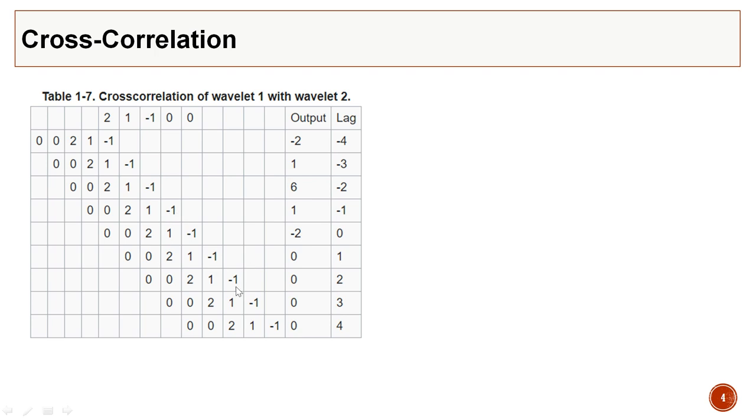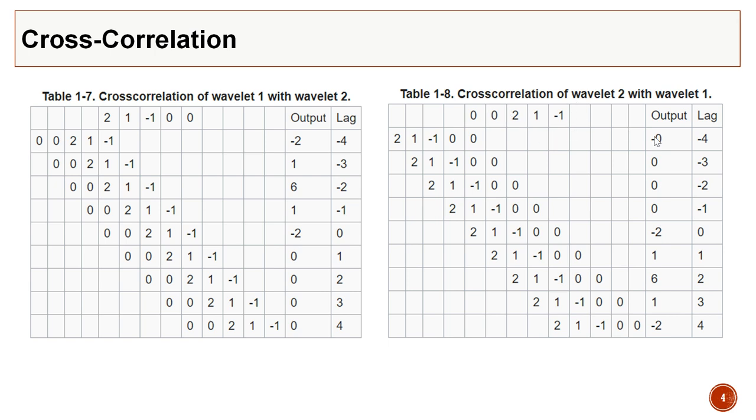So we do the same for all of these, and you can see the cross correlation value for each of these lags. Here we can see that at 0 lag you have the value of -2, and at -2 lag we have the highest value, 6. So basically if we do a time shift of wavelet 2 by 2 samples, we will get the maximum cross correlation. Now let's cross correlate wavelet 2 with wavelet 1.